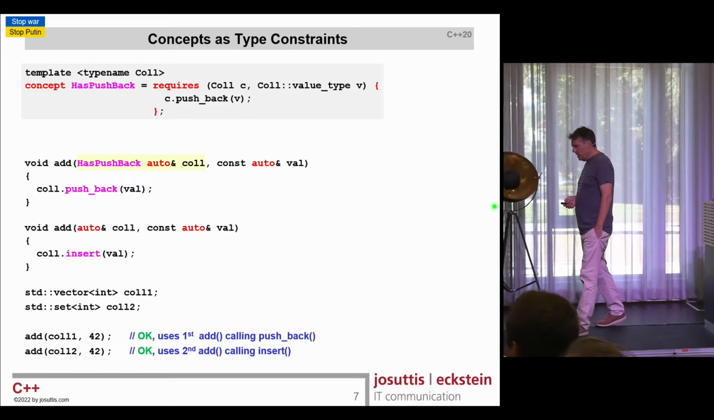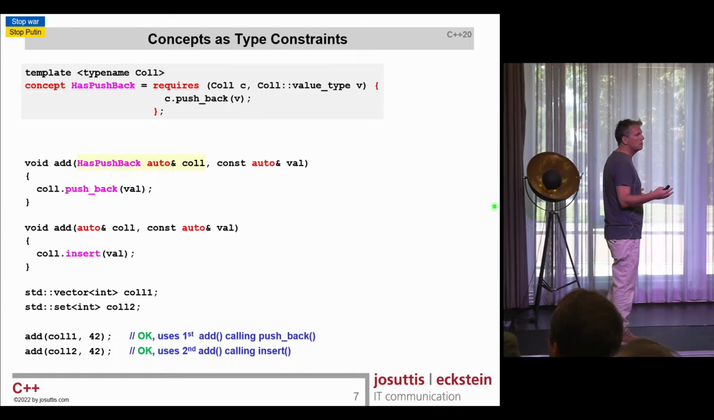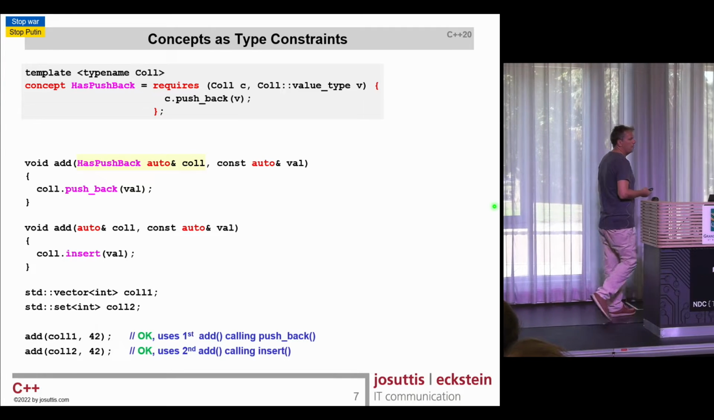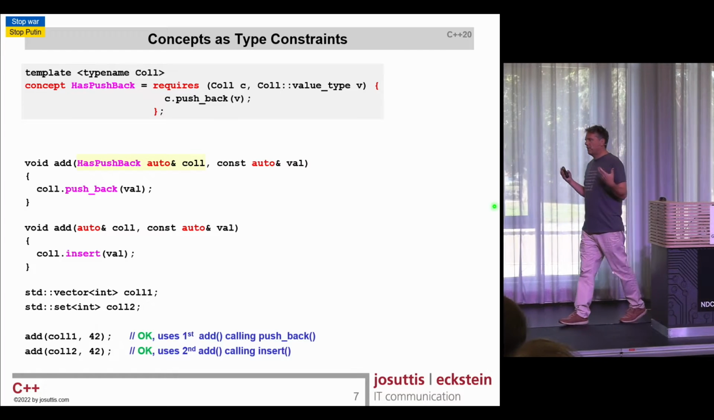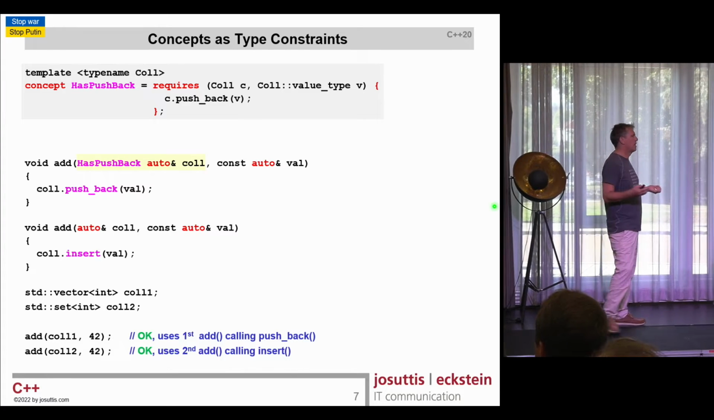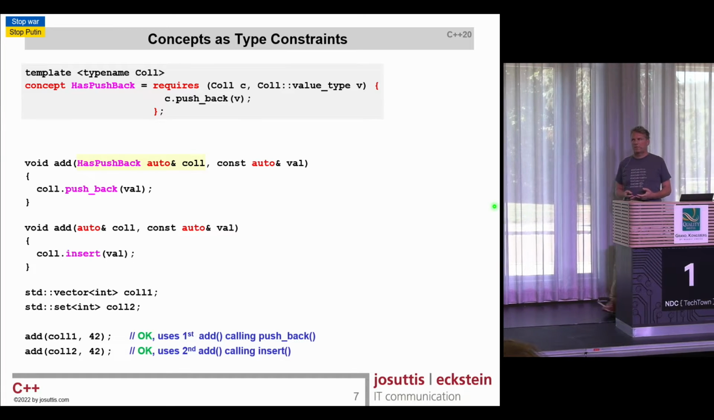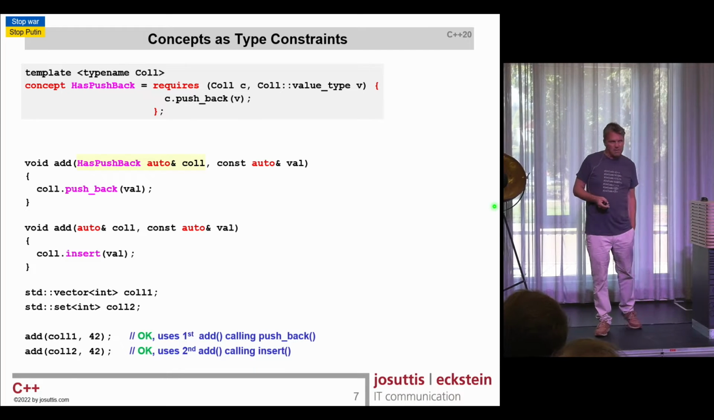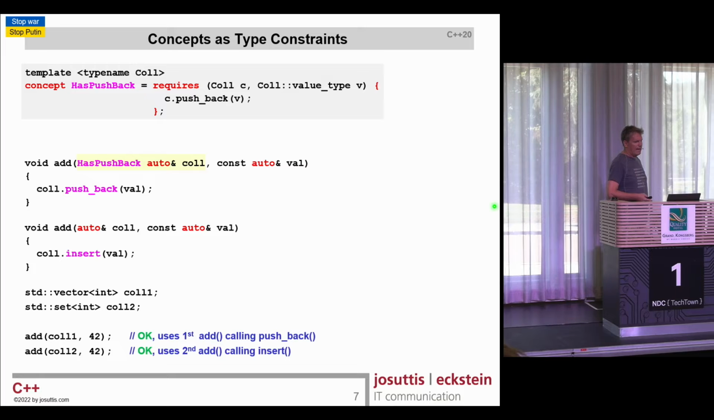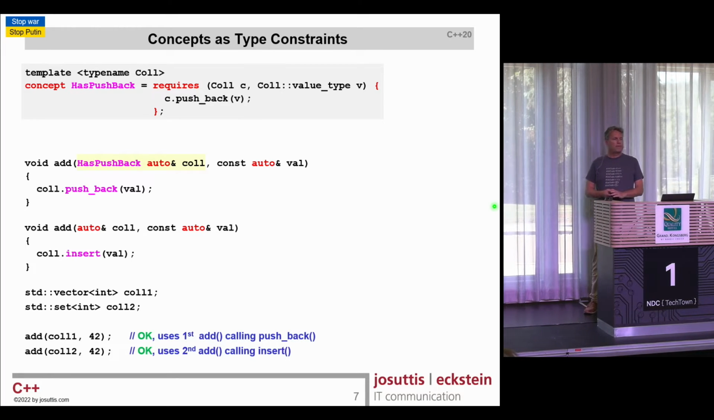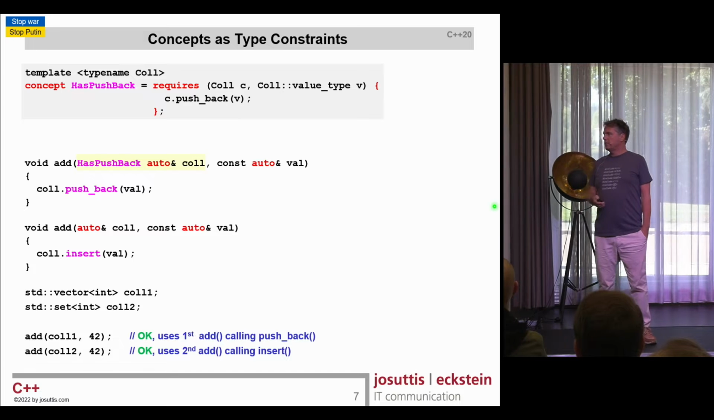So you can define a concept. A concept is not for code generation. A concept is to decide whether something can be called or not, whether something is available or not. So here we define has_push_back, which specifies that has_push_back is satisfied or met if push_back can be called for a value type of this collection. As you see on the right, that's what we call a requires expression, we formulate requirements here. Well, there's an implicit requirement. Our type we pass, our type Coll, has to have a member value_type. And there's an explicit requirement. For this value_type, we have to be able to call push_back to put it in the container.